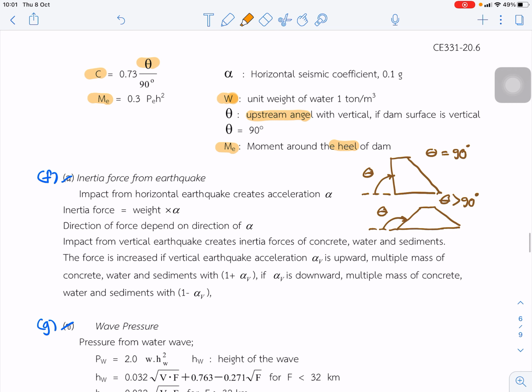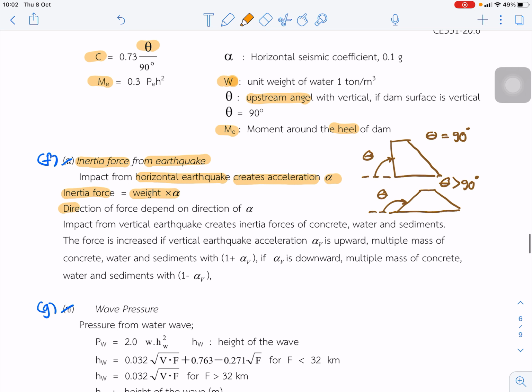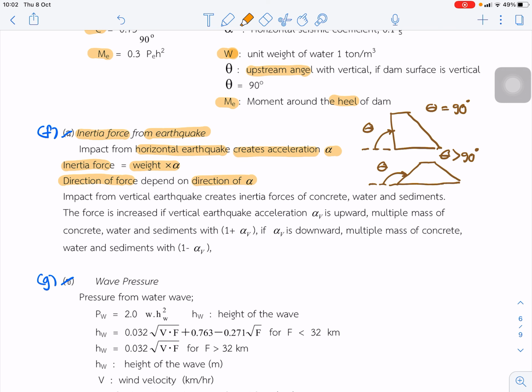Next, the abnormal load is the inertial force from the earthquake. Impact from the horizontal earthquake creates the acceleration alpha. So inertial force is equal to weight times alpha. The direction of the force depends on the direction of alpha, and normally it is the opposite direction between alpha and force. Impact from the vertical earthquake creates the inertial force of concrete, water, and sediment. This force is increased if the vertical earthquake's acceleration is upward.